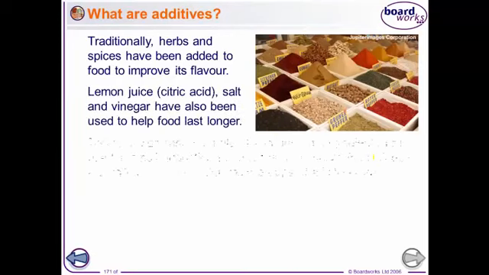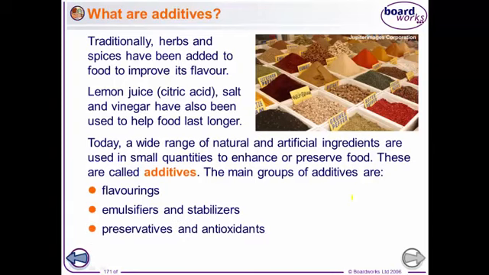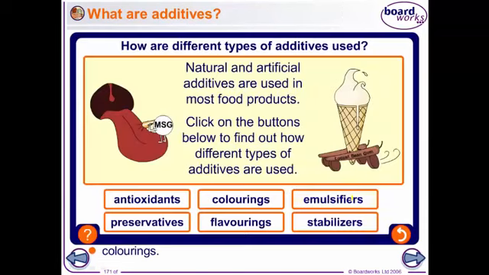Now additives are added to food, and it basically preserves them. But it does a lot more than that. There are different ones. For example, flavorings, which obviously give the food flavour. You've got something called emulsifiers and stabilizers, and you've got preservatives and antioxidants, and obviously colorings. Let's just have a very, very quick look at all of these.